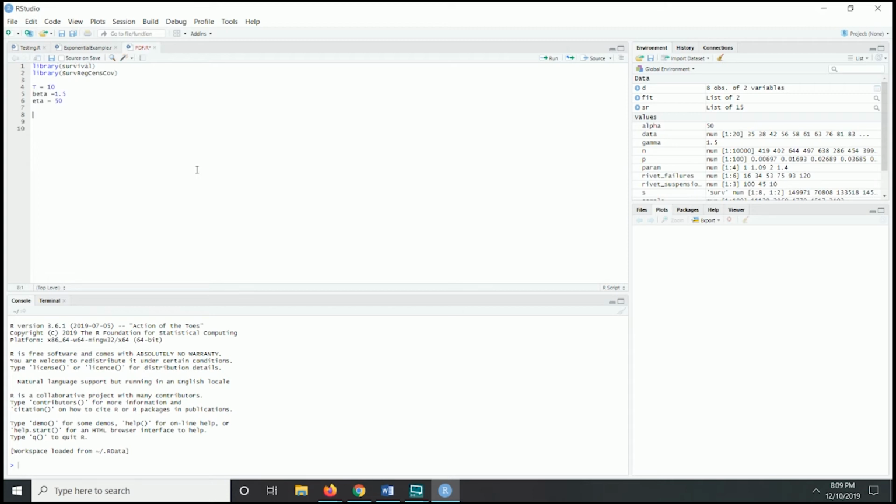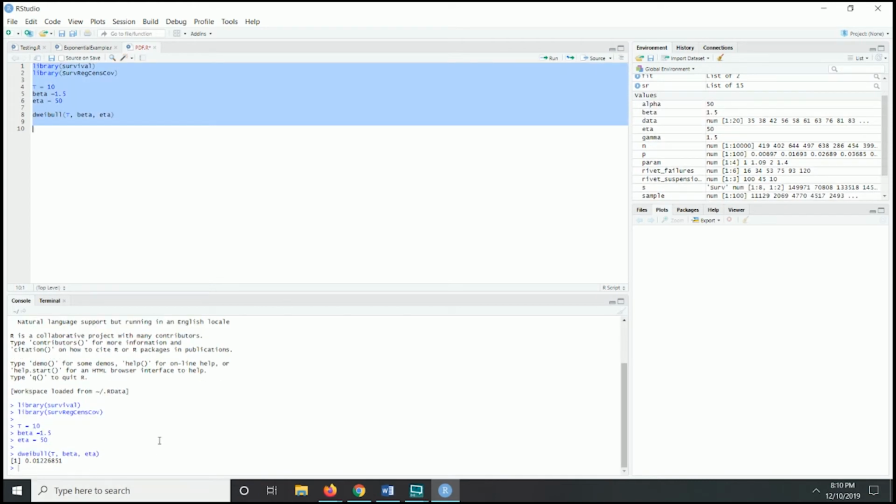To get the PDF of this function, we're just going to use the dweibull, which will get us our PDF. We're going to send in our x, our shape parameter, which is beta, 1.5, and eta, which is our scale parameter. And it should come out with 0.01226851, which is the PDF of our function.